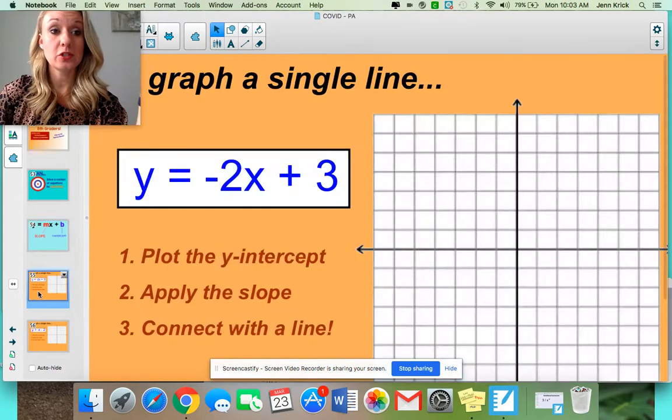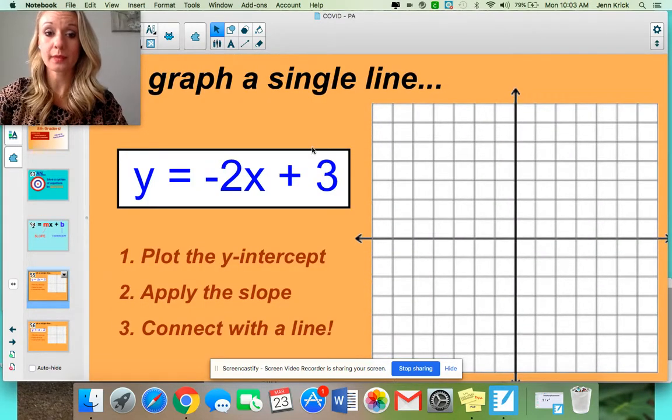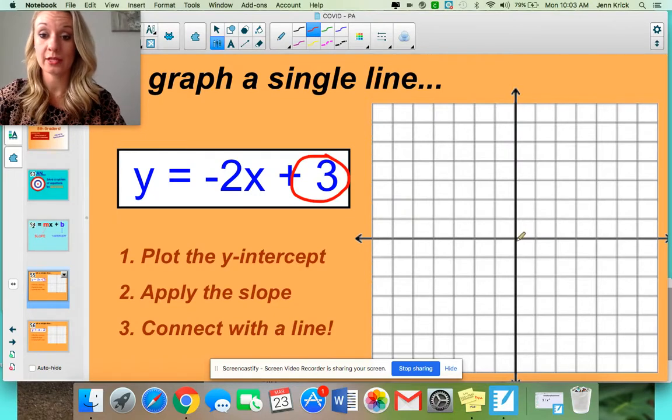Let's say that we just wanted to graph a single line, just to review together. And here's what I've got. So first of all, I know that I'm going to be starting with my y-intercept of positive 3. So I'm going to go up 1, 2, 3 and plot that first point. So I did that. Then for number 2, it says that we need to apply our slope. Well, I see that my slope is negative 2 here. That tells me that I'm going to go down 2, right 1.